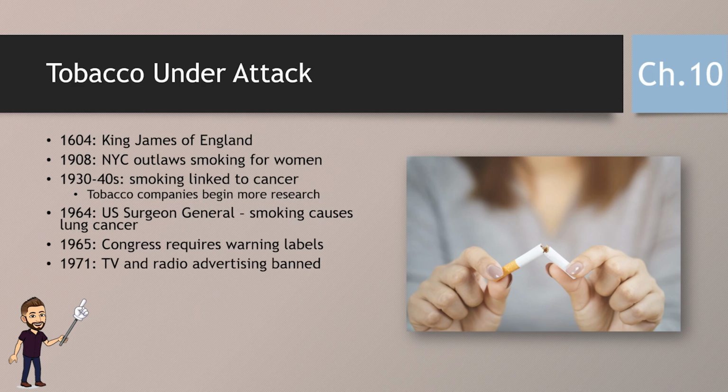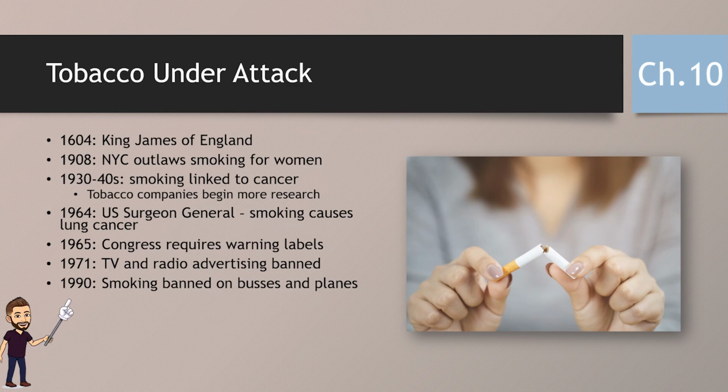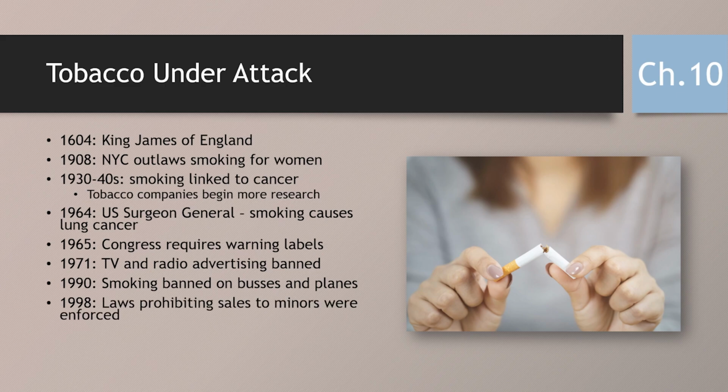In 1971, TV and radio advertisements were banned, so you weren't able to advertise cigarettes on TV or on the radio after 1971. 1990 was when they banned smoking on planes and buses. So this was, again, a more general, widespread approach to reducing public smoking in the US. And then around 1998, the laws prohibiting the sale to minors were really starting to be enforced and carried out in the US.